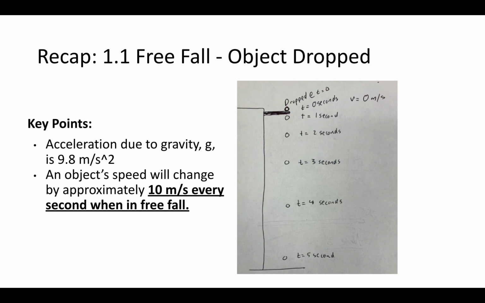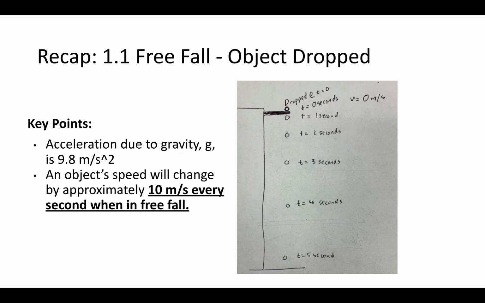Very quickly, let's recap what we've talked about so far. We have this concept of acceleration due to gravity. Remember, acceleration is the rate at which an object changes its velocity. So it's how quickly an object will pick up speed, decrease speed, or change direction. And so gravity will cause objects to accelerate at 9.8 meters per second squared. That means every second, if an object is in free fall, which again means when only gravity is acting on an object, it will change its speed by 10 meters per second every second.